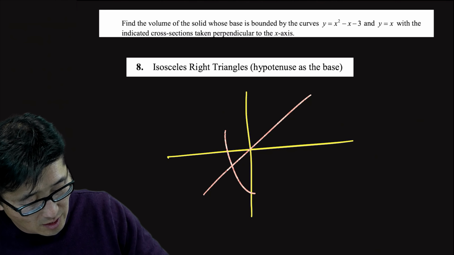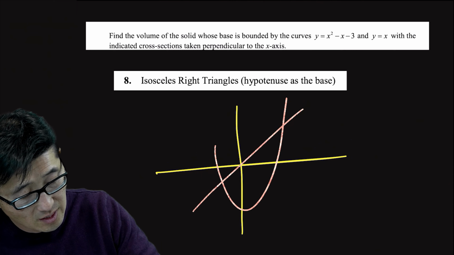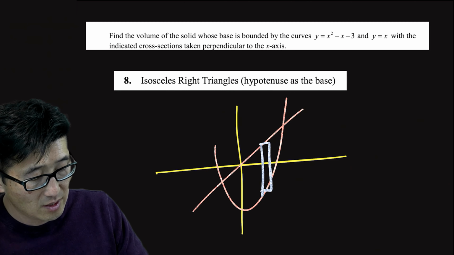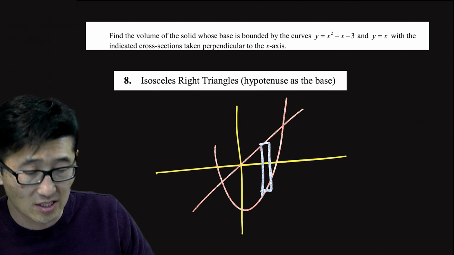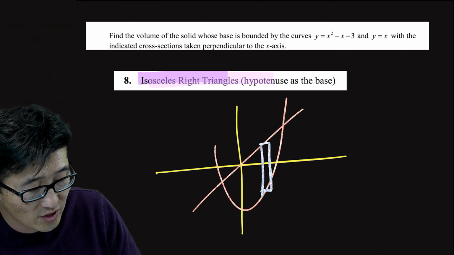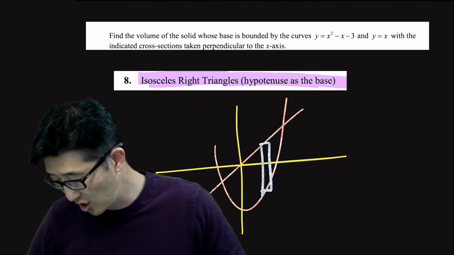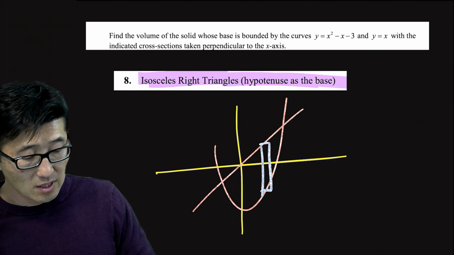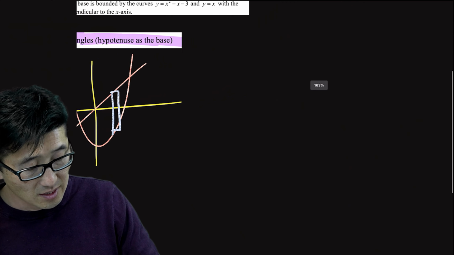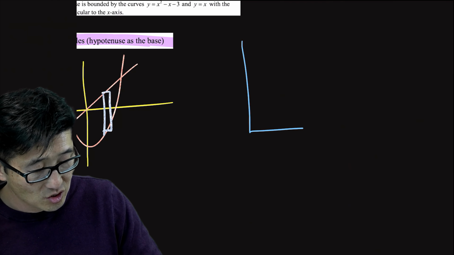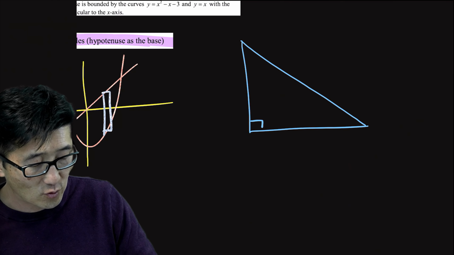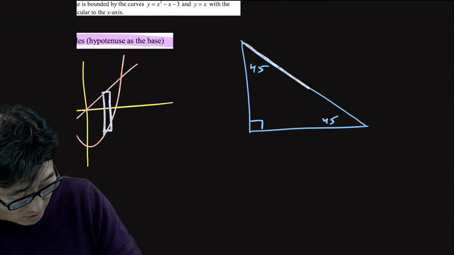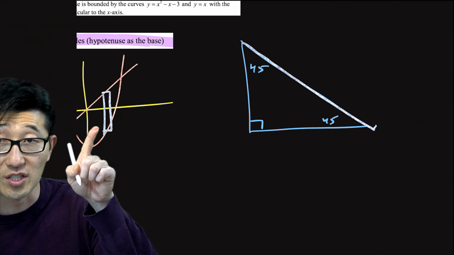You have y equals x, and you have this, and they want the base to be perpendicular to the x-axis, but the shape, the solid, is an isosceles right triangle where the base is the hypotenuse. Now, what that means is this. Here is an isosceles right triangle, which happens to be a 45, 45, 90 triangle. They want this part right here to be the thing that touches this part right over here.